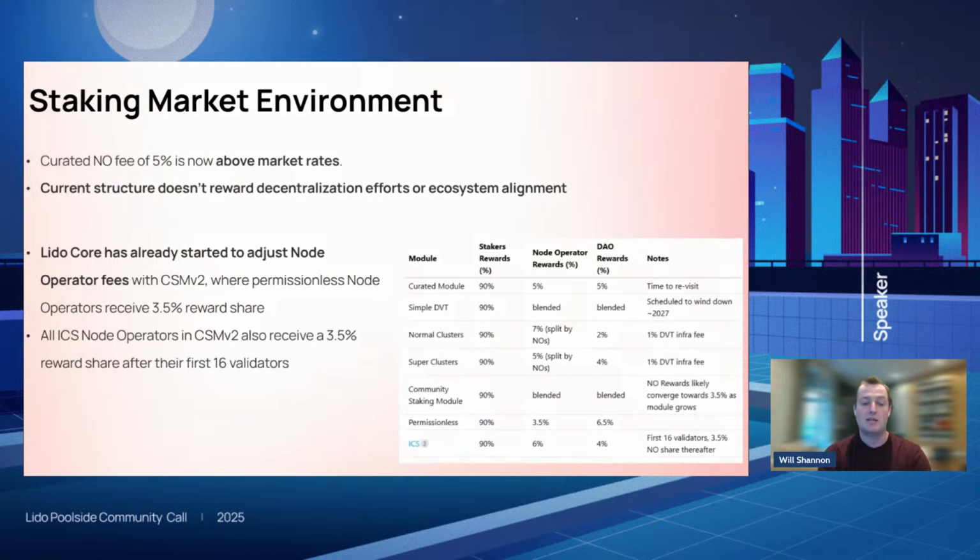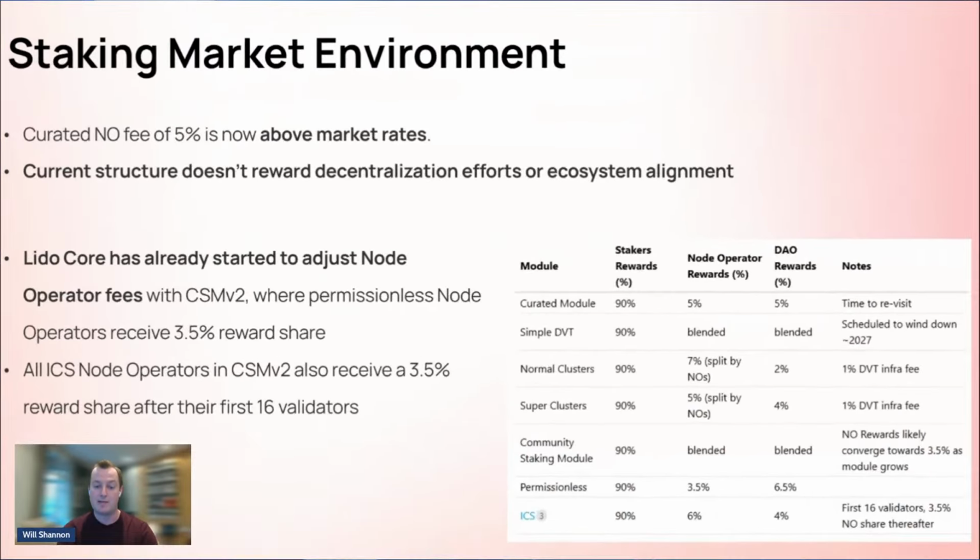So given this context of most node operator fees now being between 1 to 3%, it's important to reassess where fees are from the Lido perspective. Lido has a 10% staking fee. 5% of those in the curated module have traditionally gone to node operators. 5% of those have gone to the DAO. But that current structure doesn't reward decentralization efforts of node operators that spend much more resources in terms of having great infrastructure decentralization or using lots of clients. And it doesn't have any kind of recognition of ecosystem alignment.